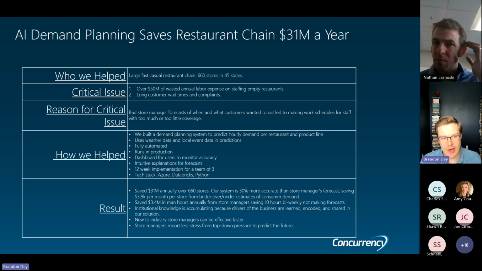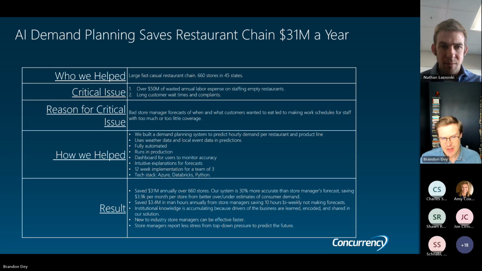We wanted to help, and we helped by essentially building a demand planning system that predicted hourly demand per restaurant and product line, right? If you're eating at the restaurant or takeout. And one of the unique things about this project was that we were using local weather and local event data in the predictions. So, if it's raining out, people show up to the restaurant more or less, depending. And if there's a big football game nearby, maybe if you live in, like Green Bay, Wisconsin or something, right? Do people go out to eat more or less? Accounting for that information improved the predictions.